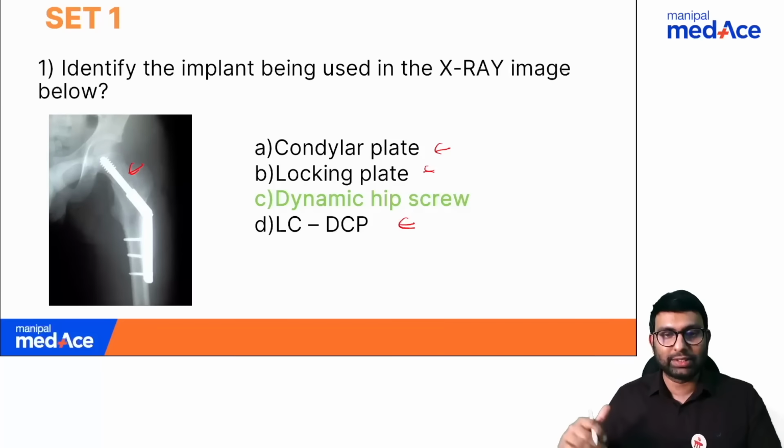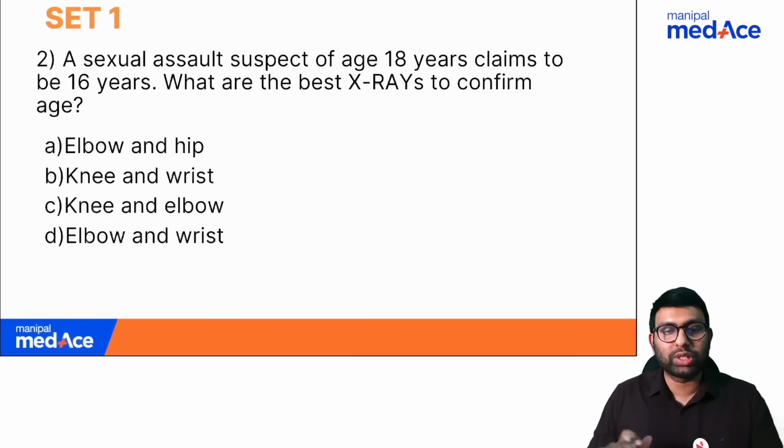So it cannot be these 3 options. The answer is dynamic hip screw. So this was the first question from set 1.